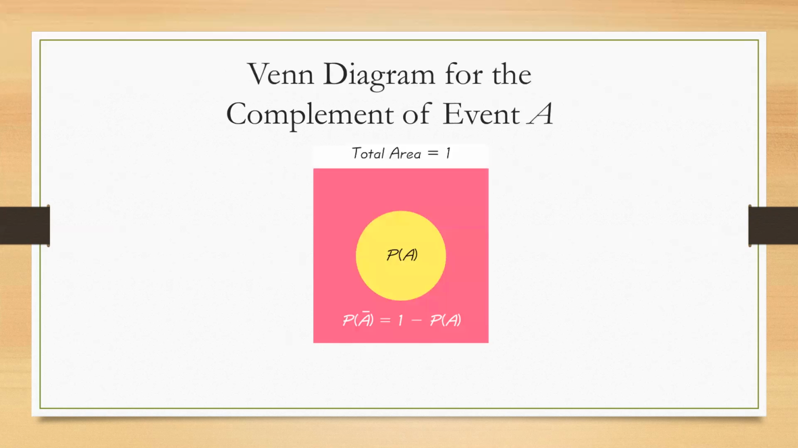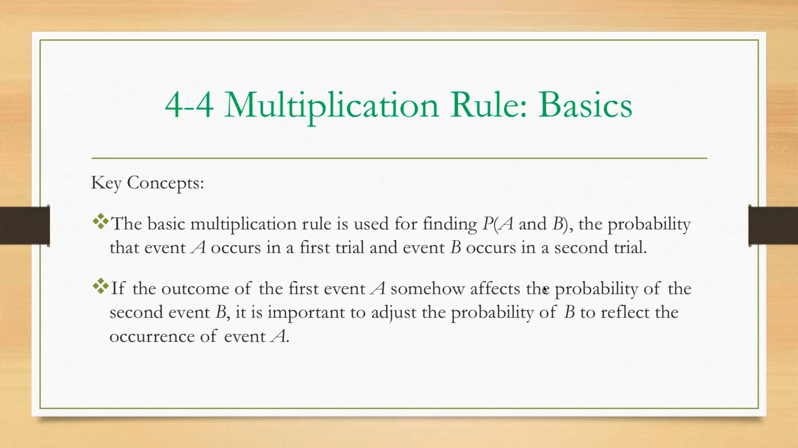So Venn diagram for the complement of event A. So total area is 1. And so this is the probability of A, and then everything that's not in that yellow or in that pink is considered a complement. If you added these two together, it should sum to 1. So that's also how we can get a complement. We can do 1 minus the probability of A, and that'll give us a complement. And that's all of 4.3.